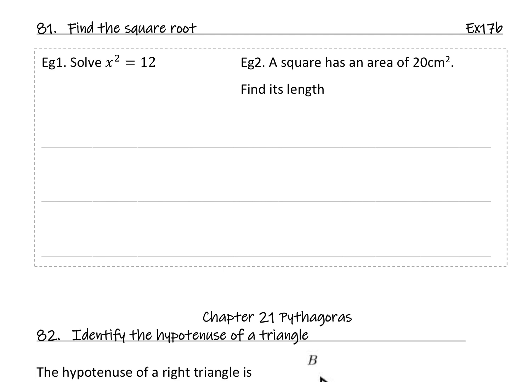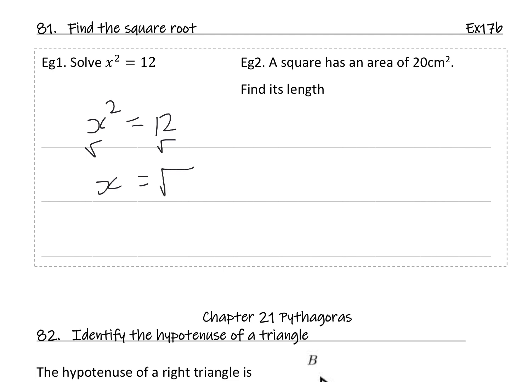If x squared equals 12, if you square a number, to reverse that process, what you have to do is a process called the square root. So you have to square root both sides. If you square root something that's been squared, that undoes the squaring, so it's as if it never happened. So you would just be left with x.